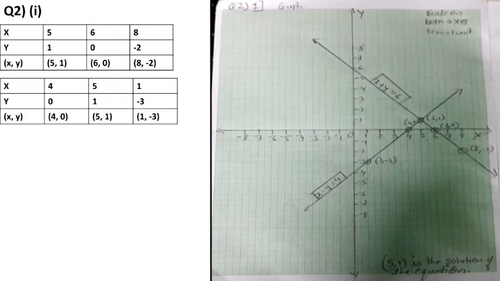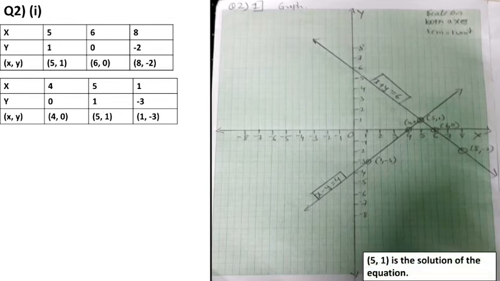Same way for the second one. X value is 4, y value is 0. The x value is 5 and the y value is 1. So x value is 1 and the y value is minus 3. With the help of these 3 points, we will draw one collinear line. If the points fall in the collinear line, means the equation you have solved is correct. After drawing the line, you have to write the equation on that. Where these two lines intersect, the point 5 and 1, so 5 and 1 is the solution of the equation.